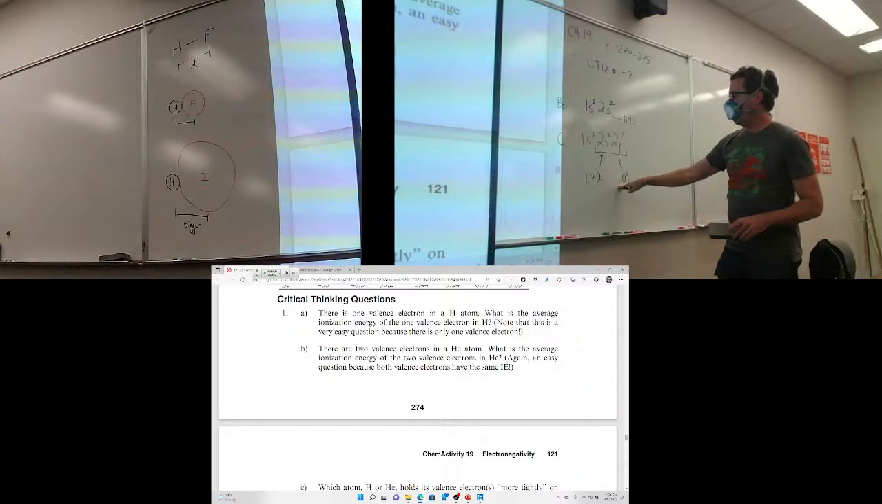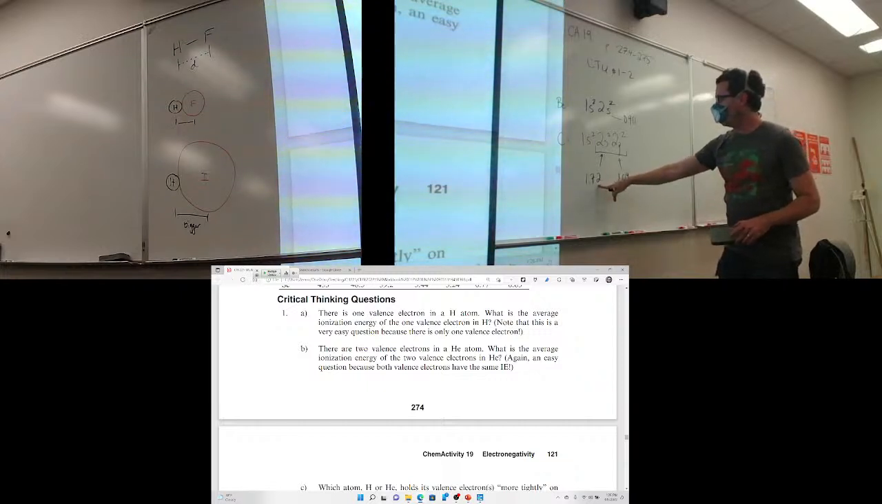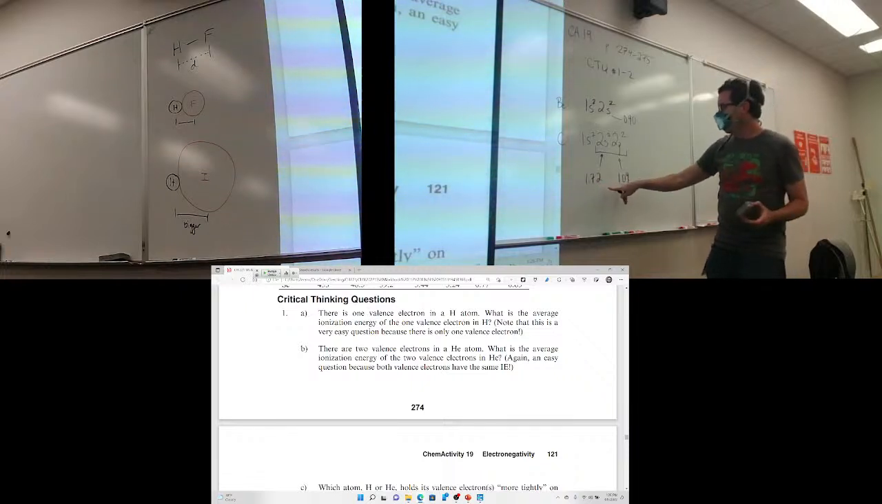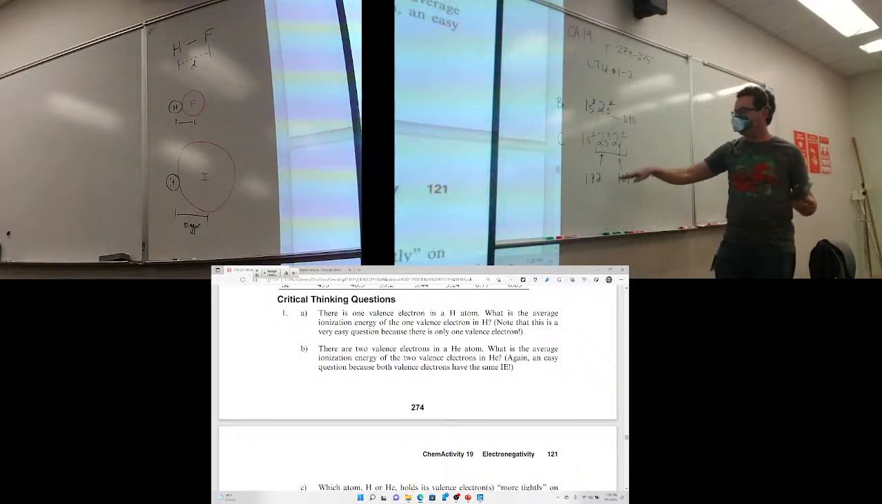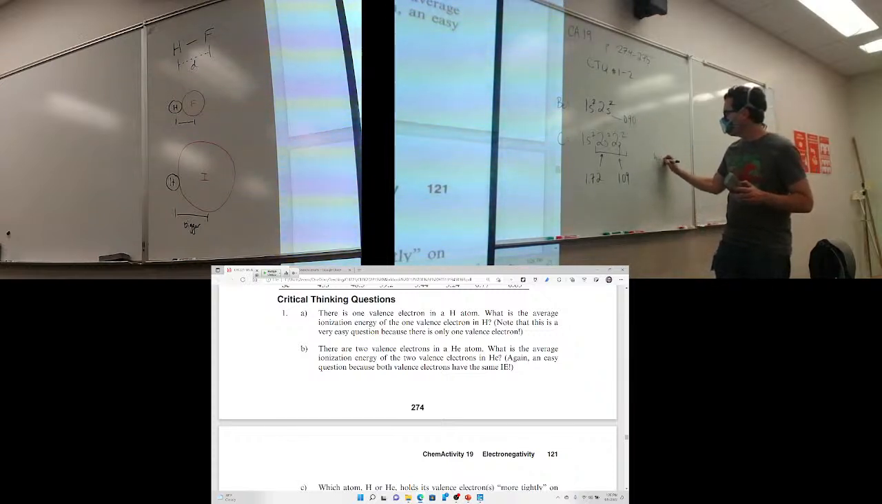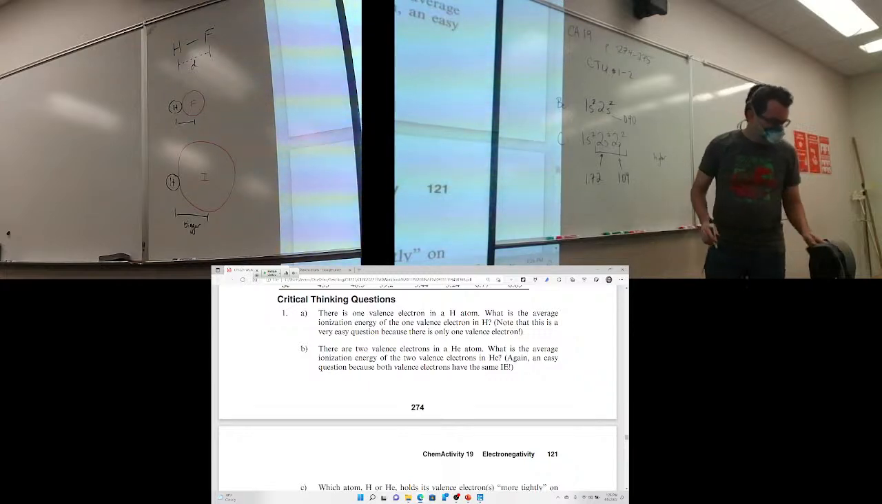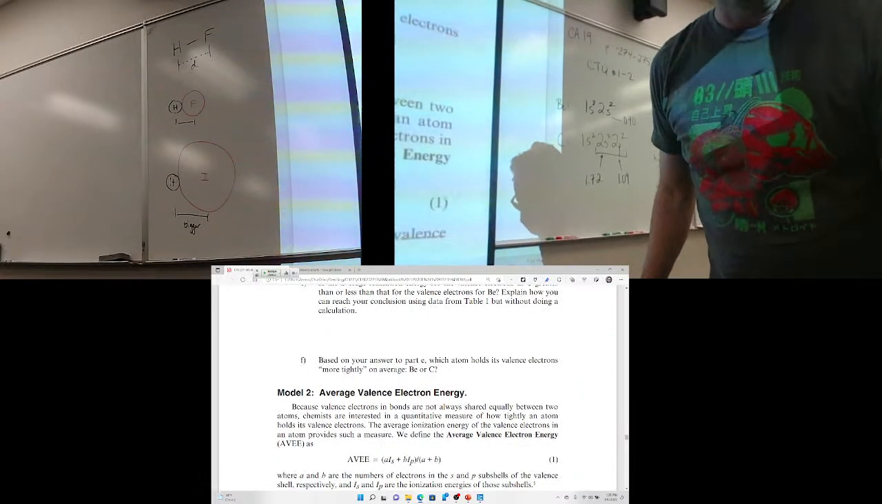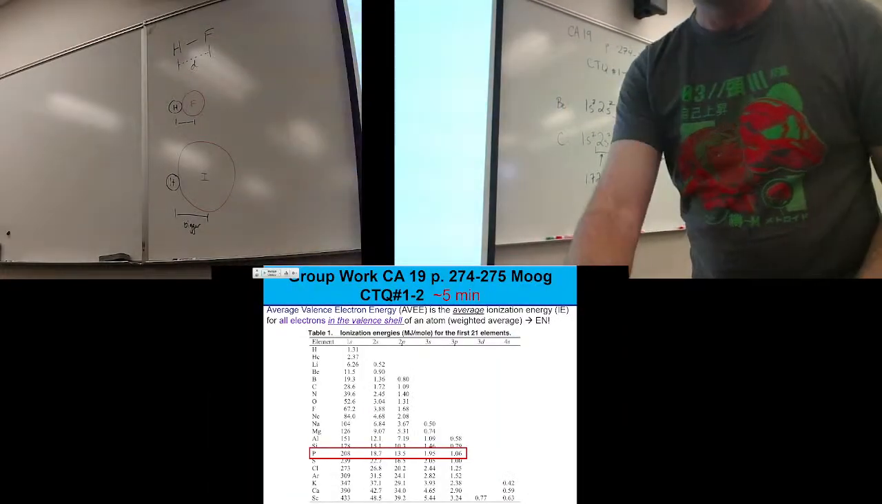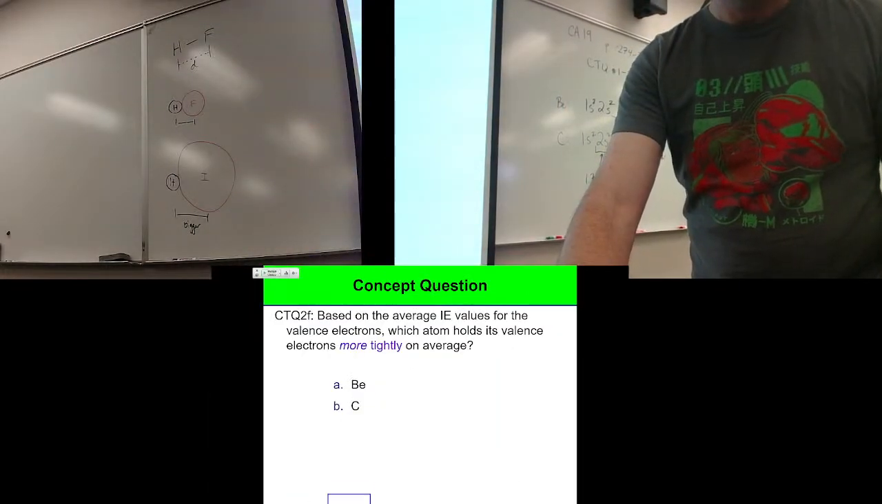So, is the average valence electron energy for carbon higher or lower without doing any calculations? It's higher. I mean, we're going to average these somehow, but these are all higher than this number. So whatever they average out to, it's going to be higher than this number. So carbon's is higher, no matter what. So, oh, I guess we could just go to this. So, let's see that.